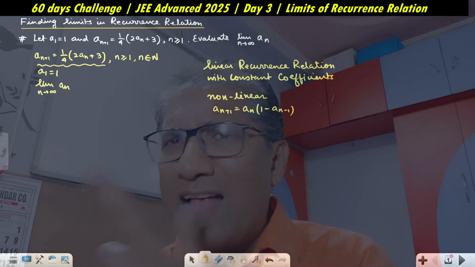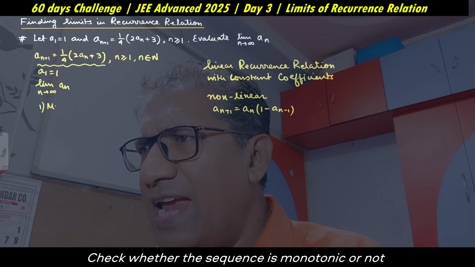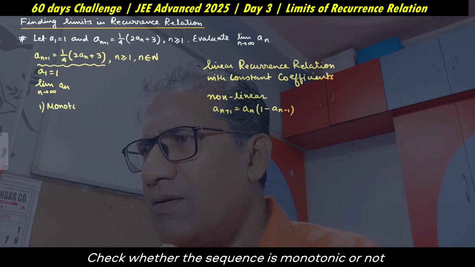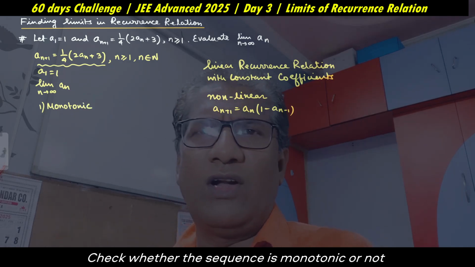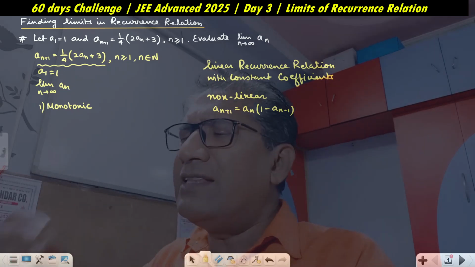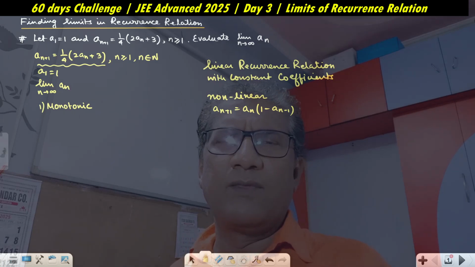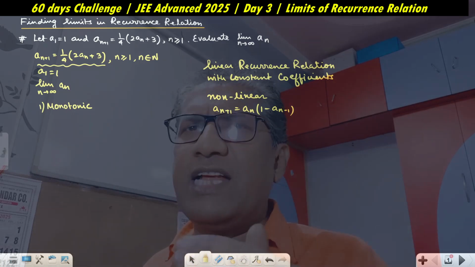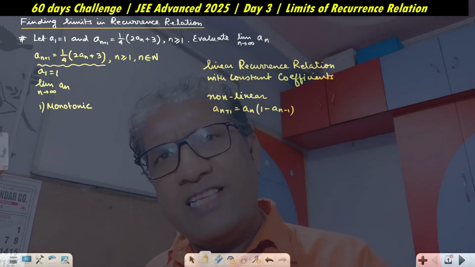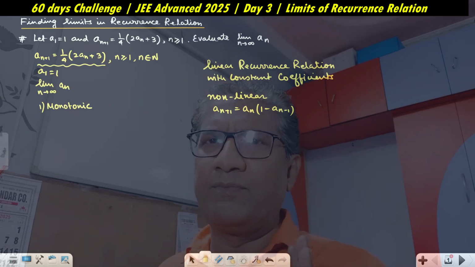So now the first thing that you must check is whether the recurrence relation which is given is monotonic or not. What do you mean by monotonicity? Whether the sequence is increasing or decreasing. This is the only condition that you have to check at this level. You simply check whether the sequence is increasing or decreasing. Okay?